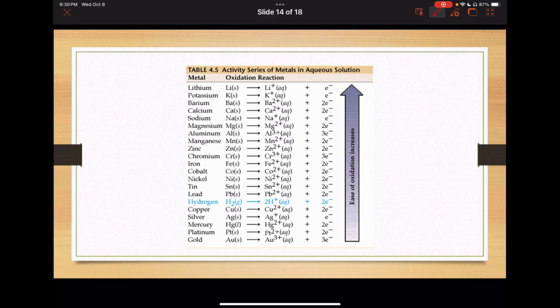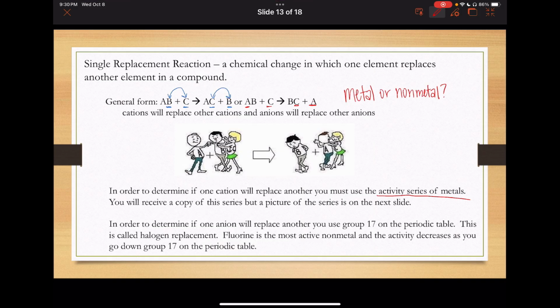Here is a picture of the activity series. The ones listed at the top are going to be more reactive, whereas the ones written at the bottom are going to be less reactive. So when you are determining whether a reaction is going to happen, you want the thing by itself to be listed higher than the thing in the original compound. It'll make more sense when we do some practice. But again, the thing by itself needs to be higher on the list. That's in terms of metals.